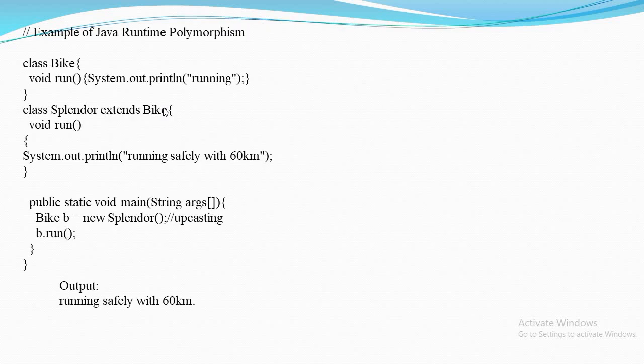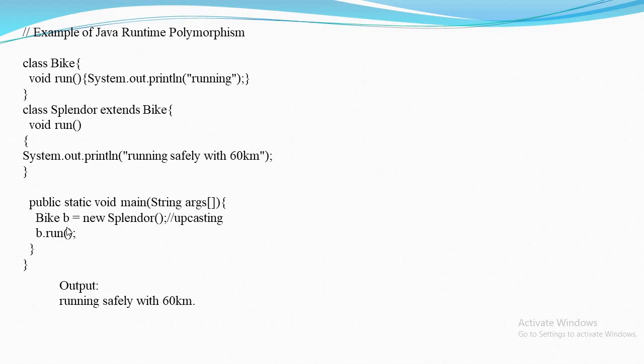Example for runtime polymorphism. Here we are using the class Bike, then the subclass is Splendor, which extends the properties of Bike. The same method name, void run, is declared in the base class and derived class. The base class will print running. The derived class will print running safely with 60 km. So here the subclass overrides the base class method.